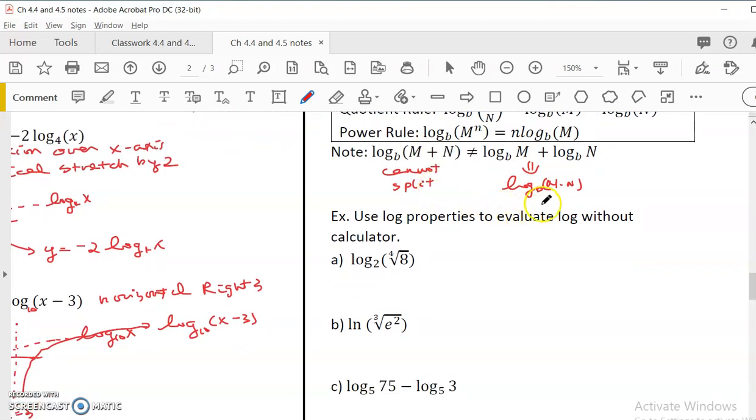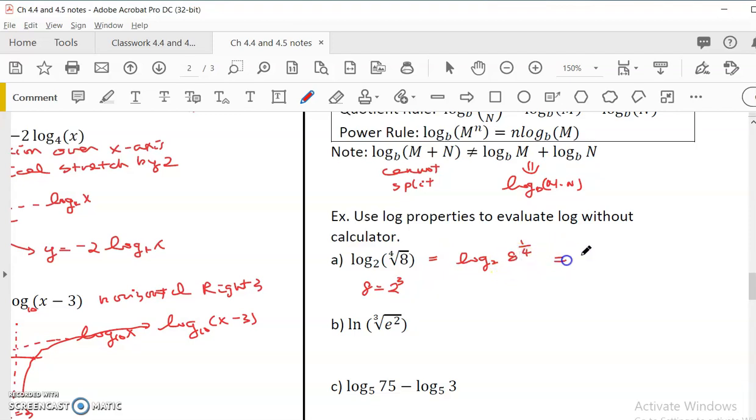So let's do some examples. Use the log properties to evaluate logs without a calculator. One of the most important uses of the log properties is that you can use them to evaluate logs. So let's say we have log base 2 of the fourth root of 8. Let's write 8 as a power of 2, which is 2 to the third. So this would be log base 2 of 8 to the 1/4, written as a power.